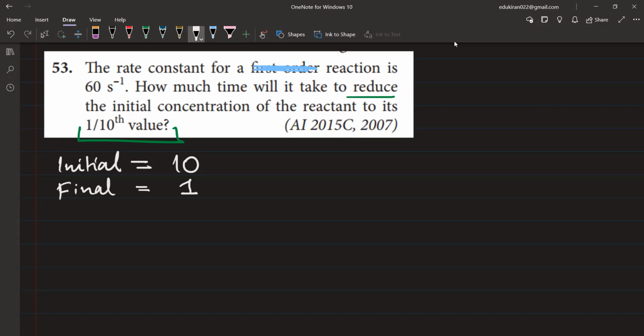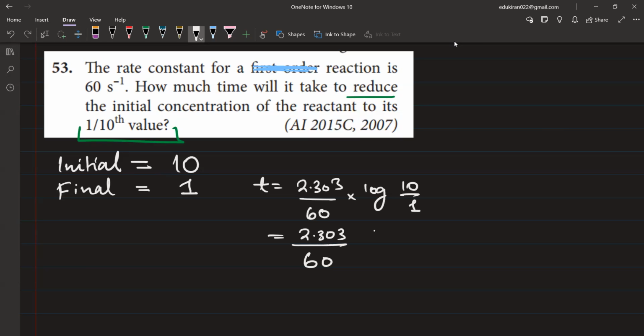You have got initial, you have got final. What you are going to do? You are going to do T is equal to 2.303 divided by K, that is 60, into log of 10 upon 1. That means log of 10. This will be equal to 2.303 divided by 60 seconds.